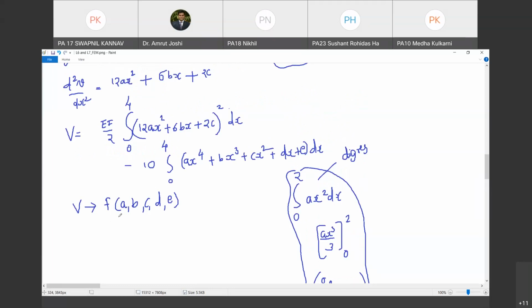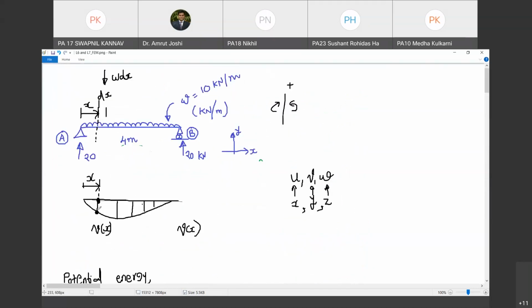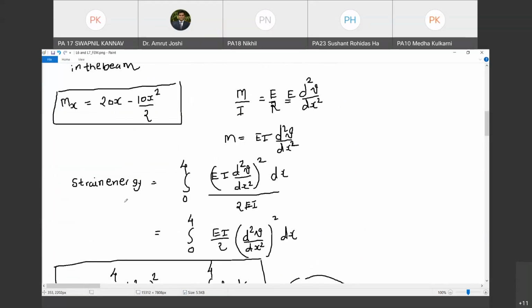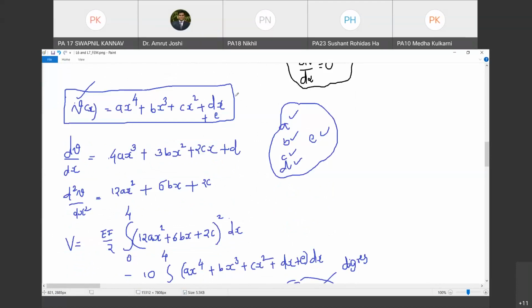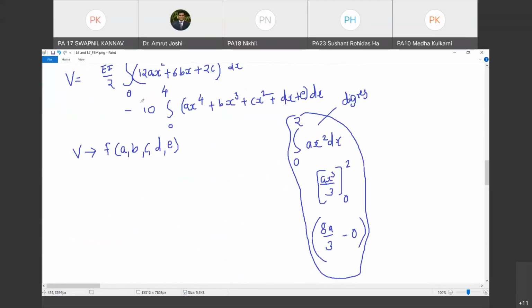Happy? Yes. Now to minimize this potential energy, what does the principle of minimization of potential energy say? If v of x has to be of this form, a, b, c, d and e should be such that they minimize the potential energy. Do you agree with me? Yes, sir. So what am I going to do? If I have to minimize this potential energy which is a function of a, b, c, d and e, I will have to write down 5 equations. The first equation is going to be dou v by dou a equal to 0.